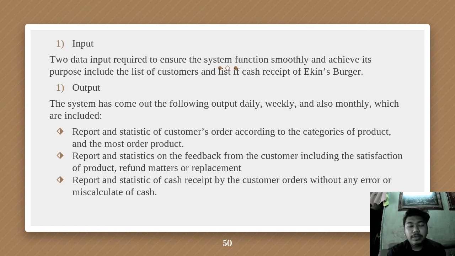The components that will be included in the new system to be developed are, firstly, input. There are 2 data inputs required to ensure that the system functions smoothly and achieves its purpose, which include the list of the customers and the list of the expenses of Eating Burger.